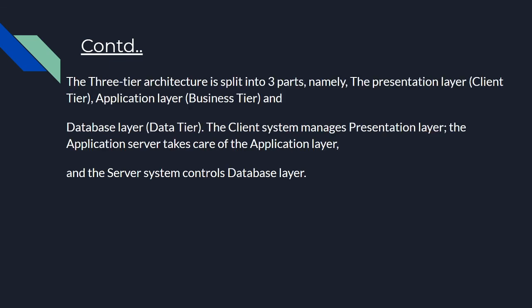The 3-tier architecture is split into 3 parts, namely the presentation layer, that is the client tier, the application layer, that is the business tier, and the database layer, that is the data tier. The client system manages the presentation layer, the application server takes care of the application layer, and the server system controls the database layer. So this is all about the 3-tier client server architecture.